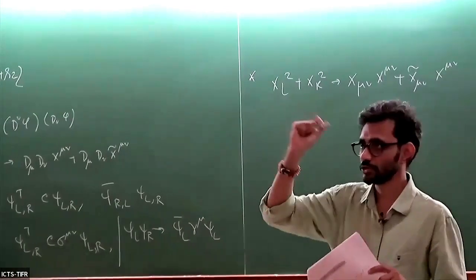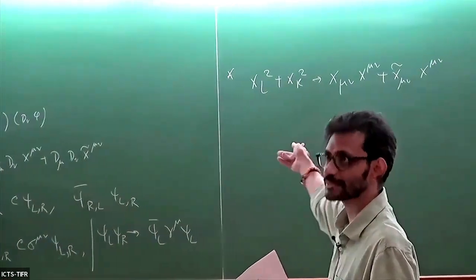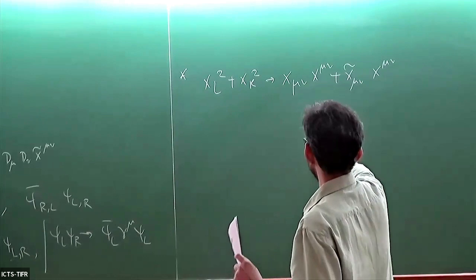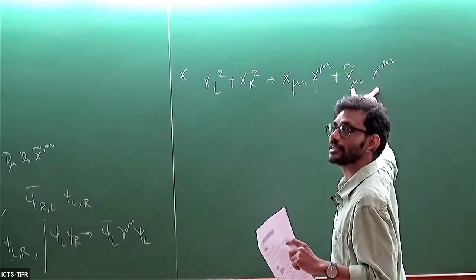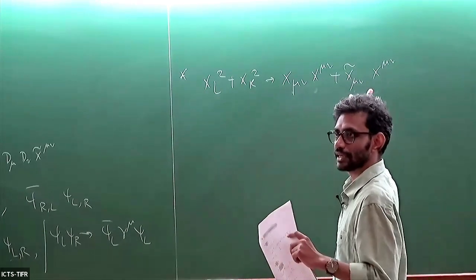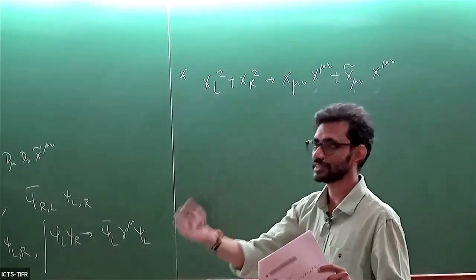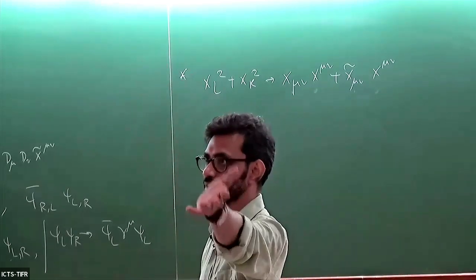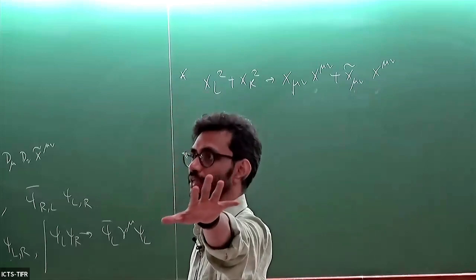Now it's coming back to your question. Whenever you have X_L square plus X_R square, when you write down this term, automatically this term will be generated in your theory. That's why they are there, until for some physical reason you have to add some kind of additional symmetry to constrain them. Otherwise by default they will be there.